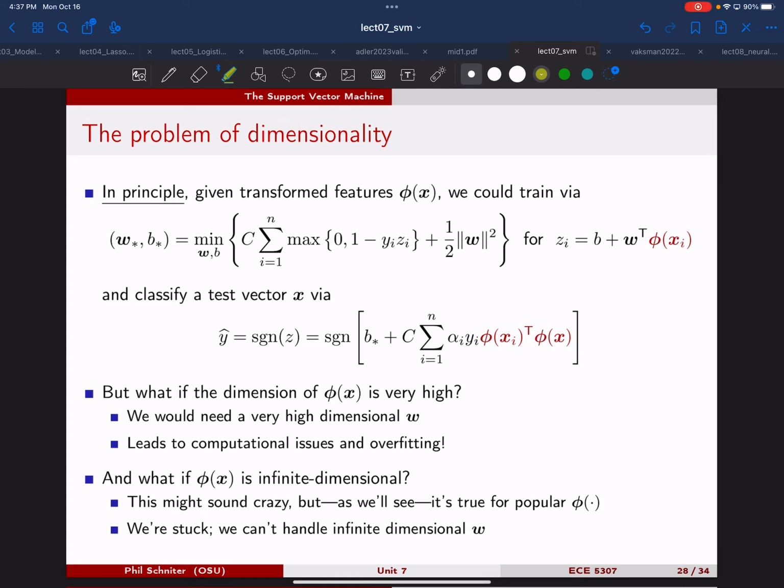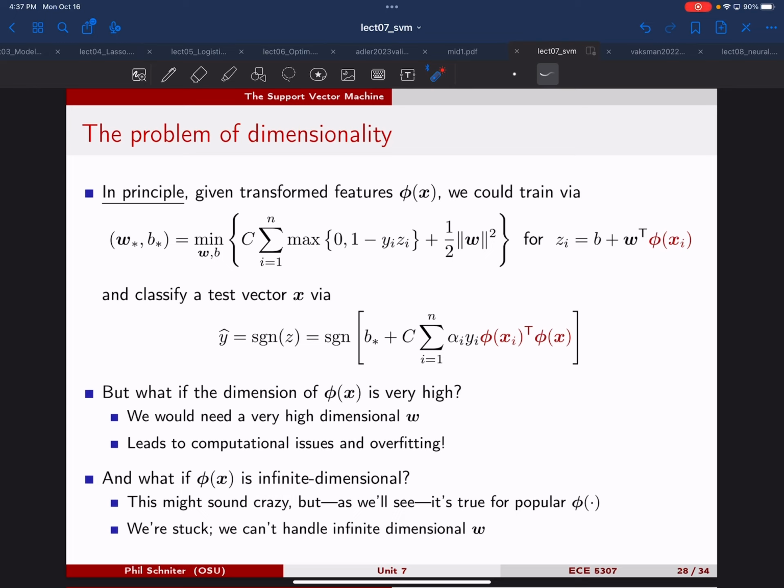This is how we would do it. This is our support vector classifier, and the only thing we need to change is how we construct the score z. Previously, we had W transpose xi. All I'm changing now is that instead of using xi, I'm using phi of xi.